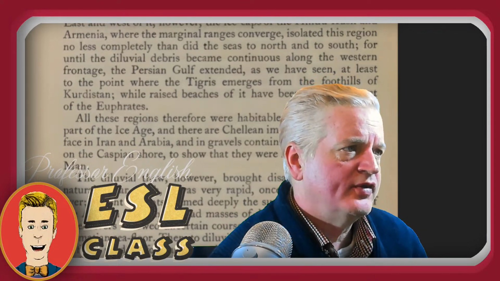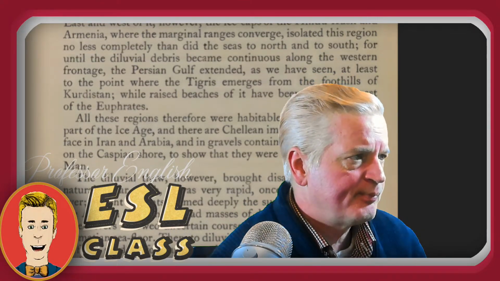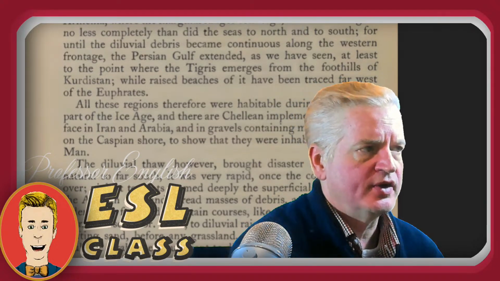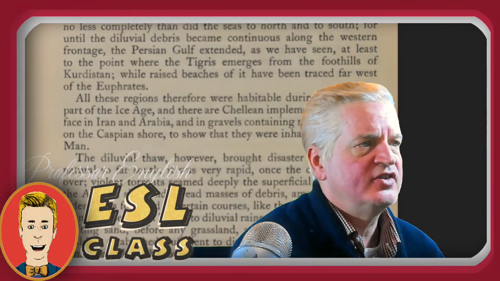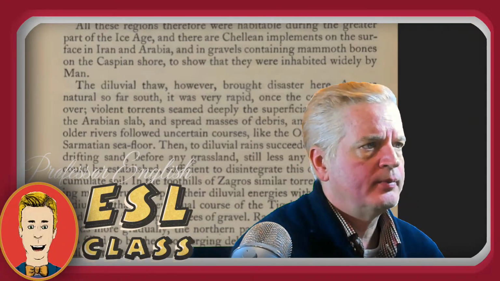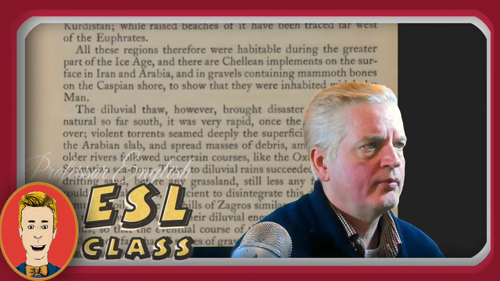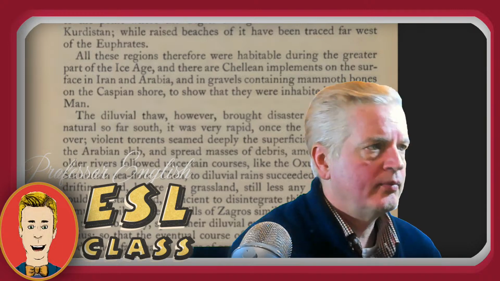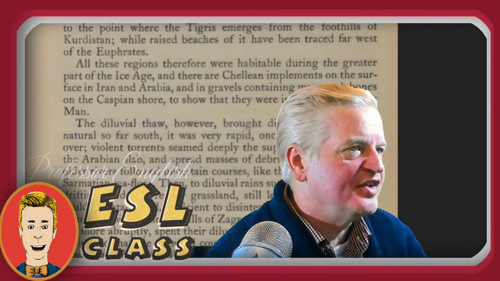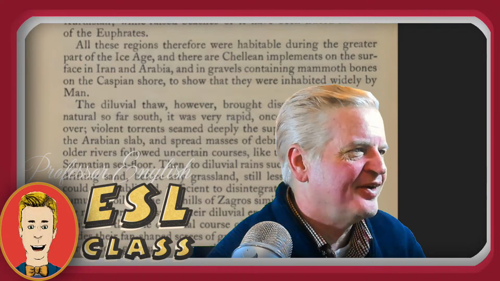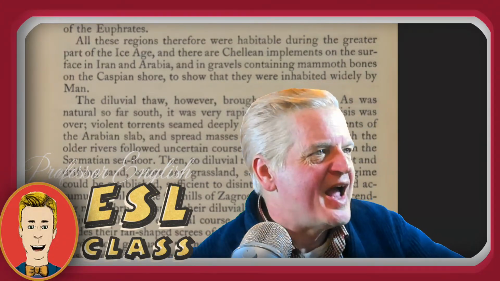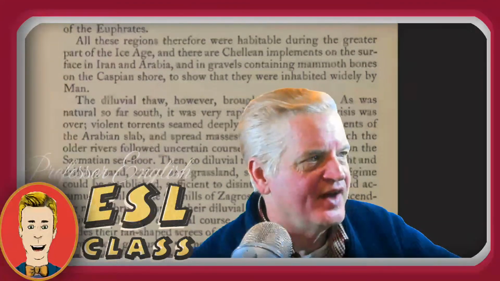The Persian Gulf extended, as we've seen, at least to the point where the Tigris emerges from the foothills of Kurdistan, while raised beaches of it have been traced far west of the Euphrates. Sorry, I lost my place for a minute. All these regions, therefore, were habitable during the greater part of the Ice Age.